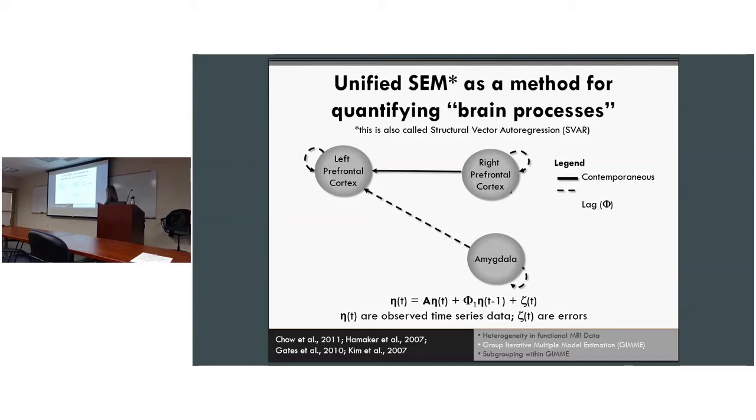We have 3 regions, and a solid line indicates that it's a contemporaneous relationship. So that means that changes in the right prefrontal cortex are related to changes in the left prefrontal cortex at the same time. As one goes up, the other one goes up. This lag effect is denoted with the dashed line, and I'm sorry for the formatting. We switched from Mac to Windows, and apparently not everything's perfect. But this indicates, in this example, that activity in the amygdala at t-1 is going to predict activity in the left prefrontal cortex at the next time point.